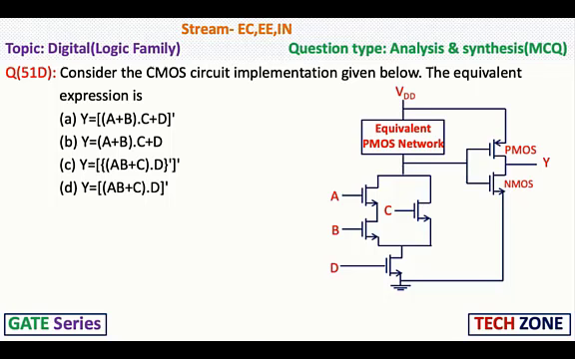Consider the CMOS circuit implementation given below. The equivalent expression is: option A, Y is equal to the complement of (A plus B) into (C plus D), with the overall bar. Option B, Y is equal to (A plus B) into (C plus D). Option C, Y is equal to the complement of (AB plus C) into D, with the overall bar, and again the overall bar. Option D, Y is equal to the complement of (AB plus C) into D, with the overall bar.